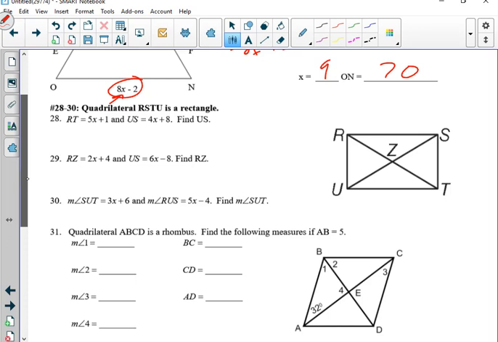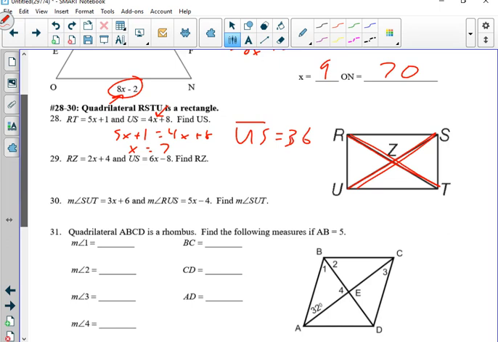Okay, rectangle. RT is 5x plus 1. That's the entire line here. 5x plus 1. US is 4x plus 8. Again, diagonals are equal to each other. So 5x plus 1 equals 4x plus 8. Subtract 4x. Subtract 1. X is 7. Find US. 7 times 4 is 28. 28 plus 8 is 36.